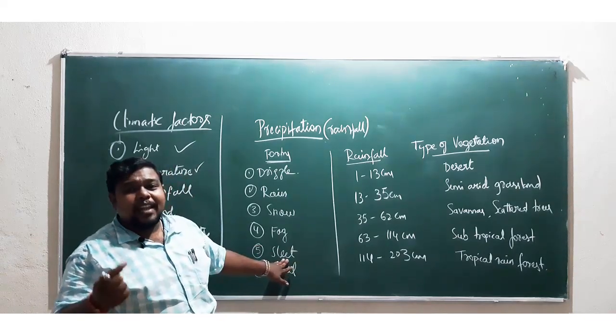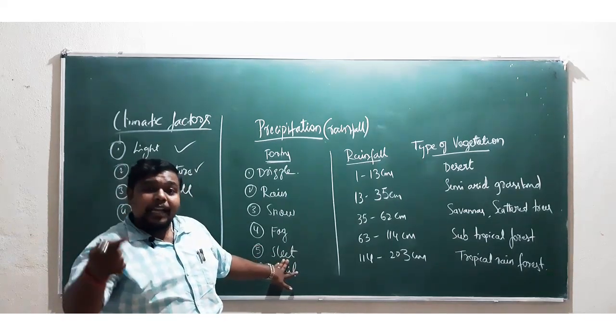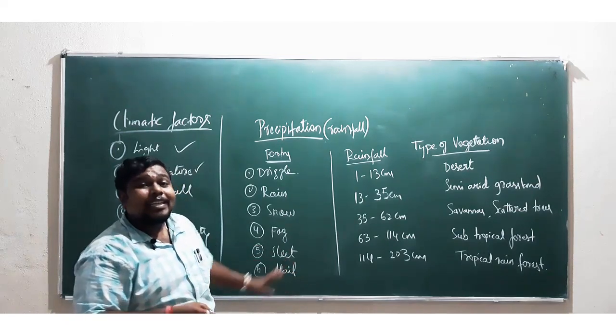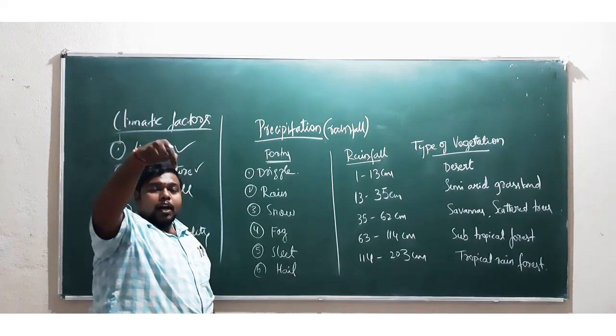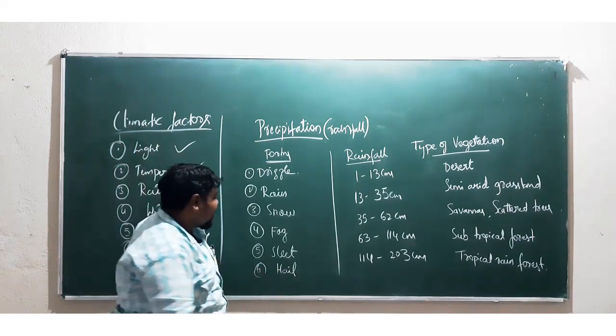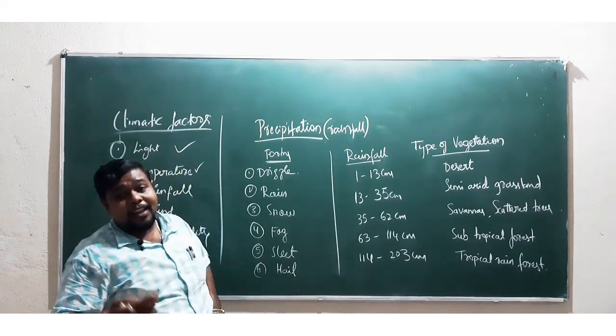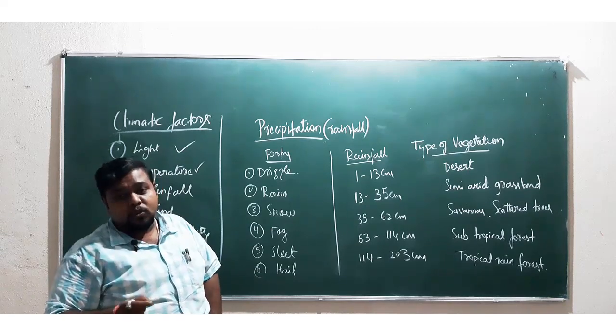And the next one is sleet. They are nothing but needle-like condensed water, which can be called sleet. It falls in the form of needles from the sky, that is called sleet. And the last one is hail, commonly called hailstones.